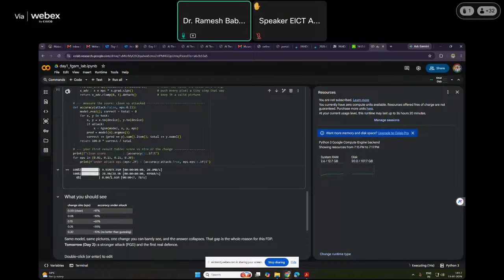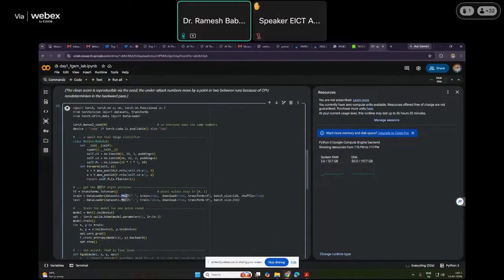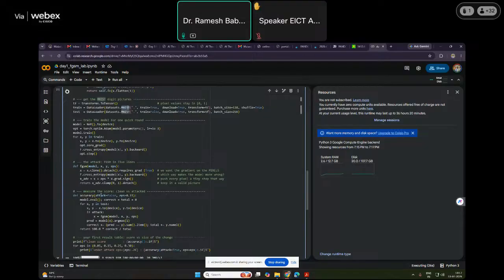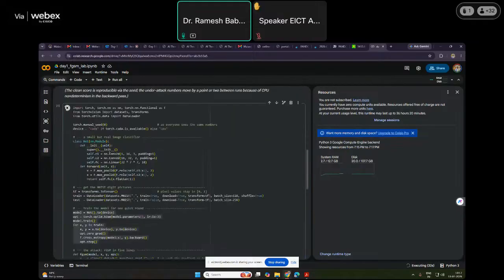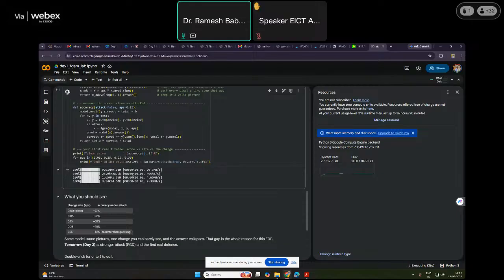So you can see it is loading all the data sets that we require for this code snippet, basically the MNIST data set. So it has downloaded them and will start the training loop. This was the training loop. It will train a basic model of this CNN architecture and will perform this attack. So this is how you are going to run the attack.